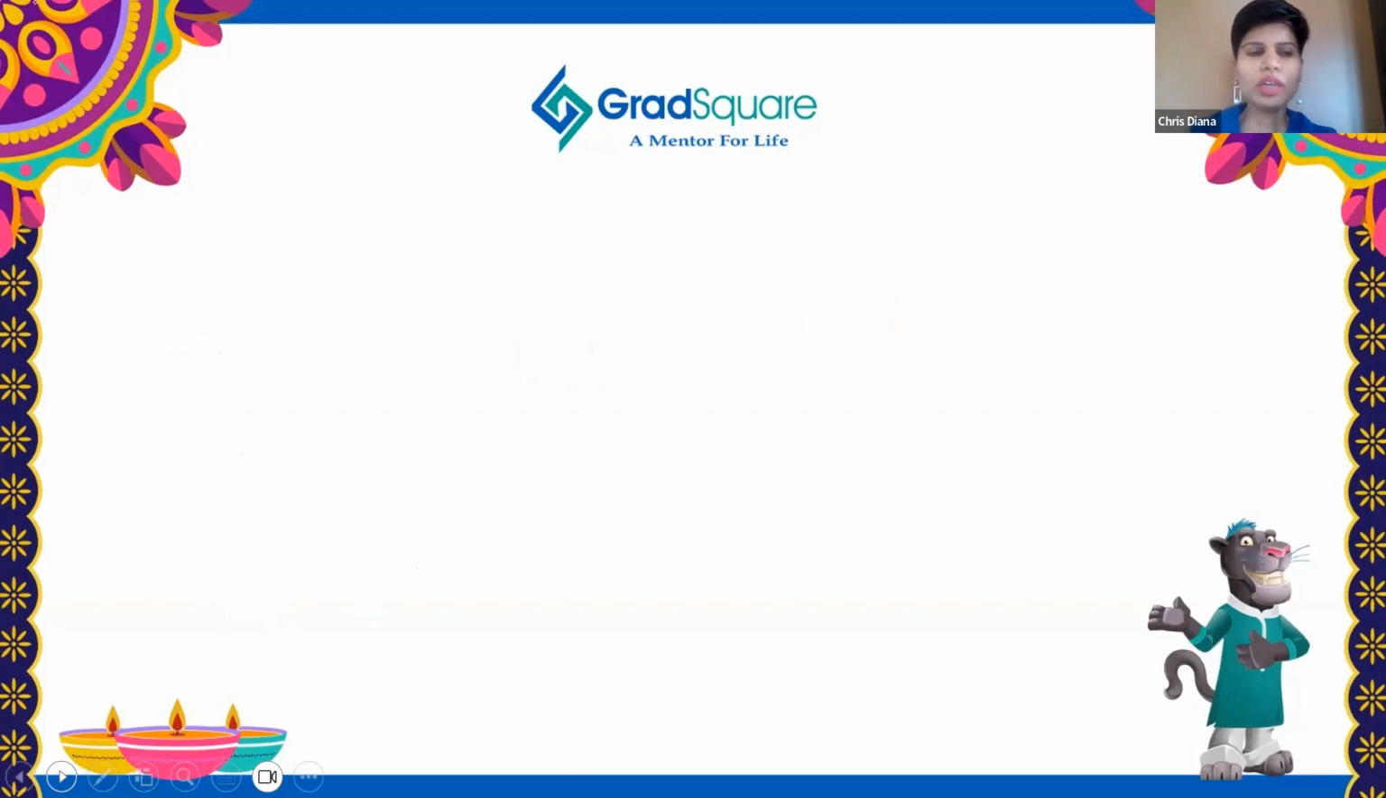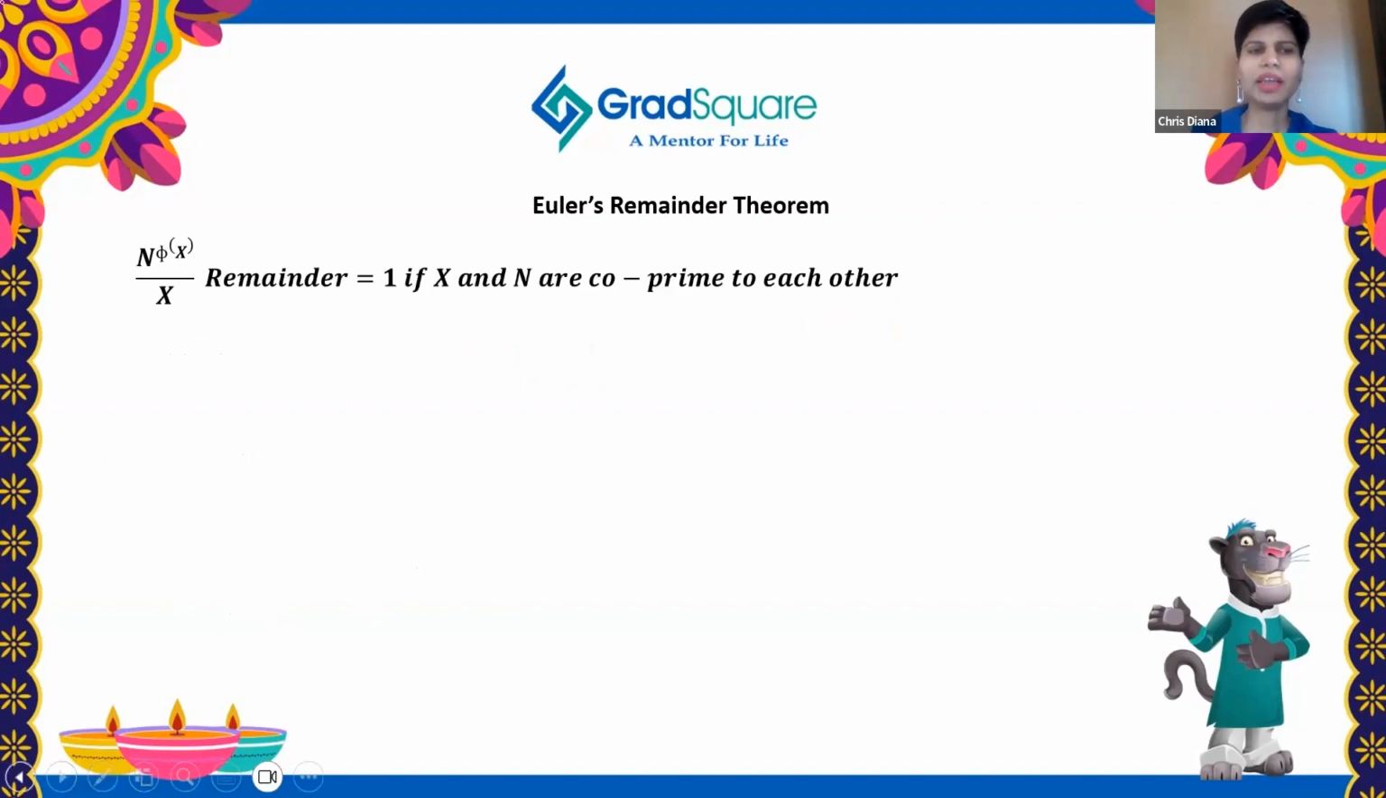Now, what does this remainder theorem say? Euler's remainder theorem tells me that for n to the power phi of x, the remainder is always going to be 1 when divided by x. And this is possible only when x and n are coprime to each other.